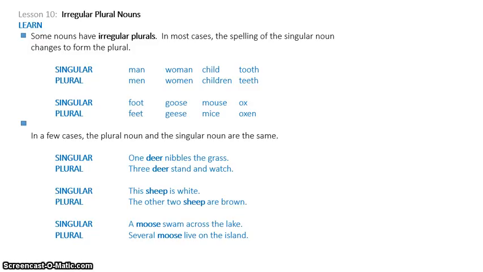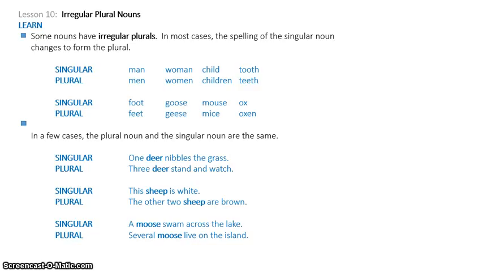Now we're going to talk about irregular plurals, which means the noun takes a different form or doesn't change at all. With irregular plurals, you kind of have to just memorize certain things. With the other plurals, you had rules with the Y, and if it was a CH or SH or something, you had rules. This is one of those you just have to memorize. So let's look and see what we have.